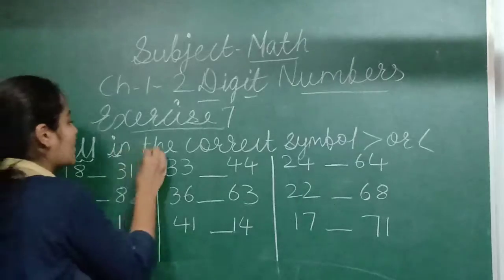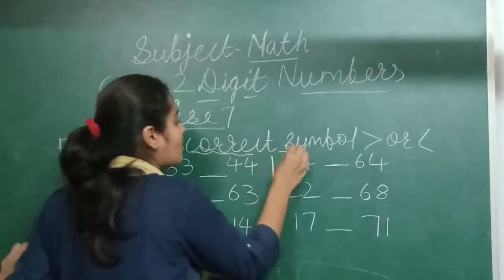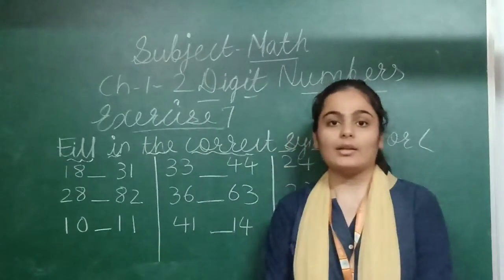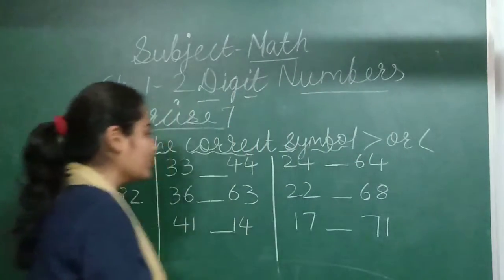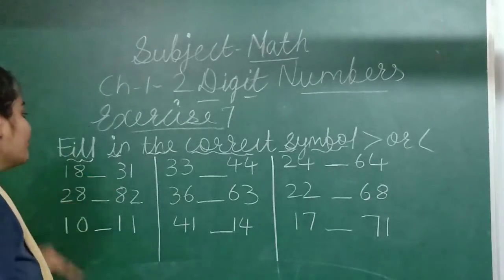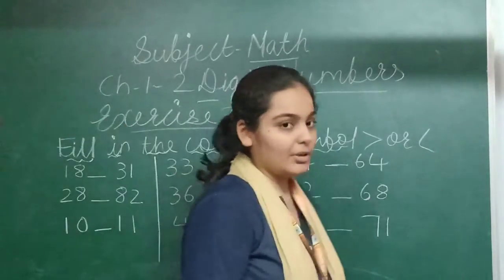Fill in the correct symbol. Okay, we have to fill in the correct symbol. Now let's move to example 1: 18 and 31. Which number is bigger?